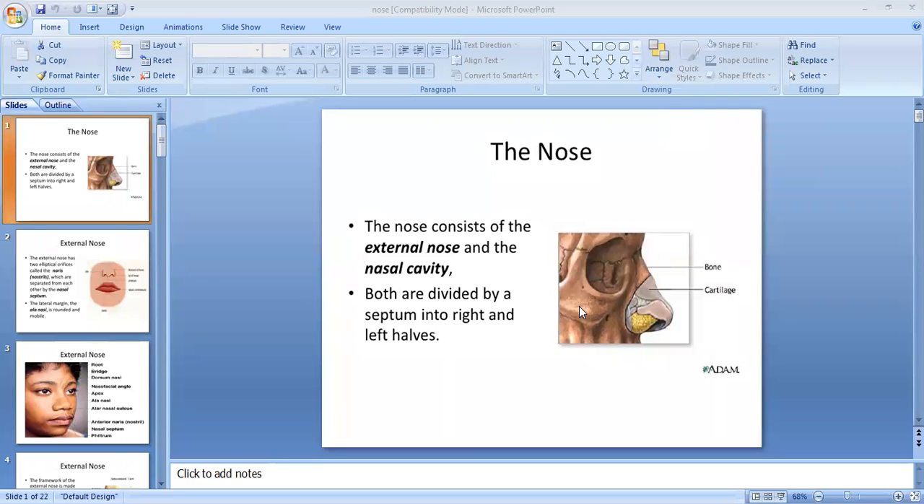Bismillahirrahmanirrahim. So today we will discuss the anatomy of the nose and paranasal sinuses.